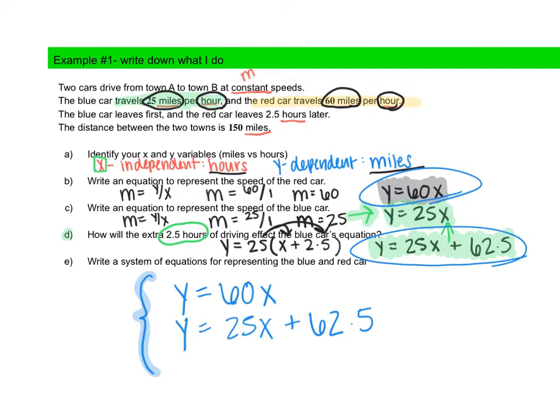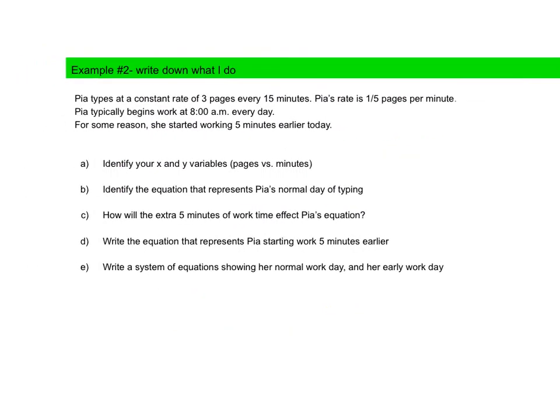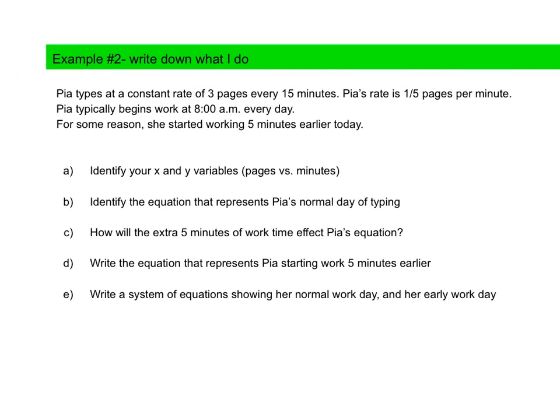All right, for example 2, it says Pia types at a constant rate of 3 pages every 15 minutes. Pia's rate is 1/5 of a page per minute. She typically begins work at 8 a.m. every day, but for some reason she started working 5 minutes earlier today. Now you notice, this is not a question. It's just a situation, and we want to take the situation and represent it mathematically. That's what today's lesson is all about. Reading a real situation and using math to represent it.